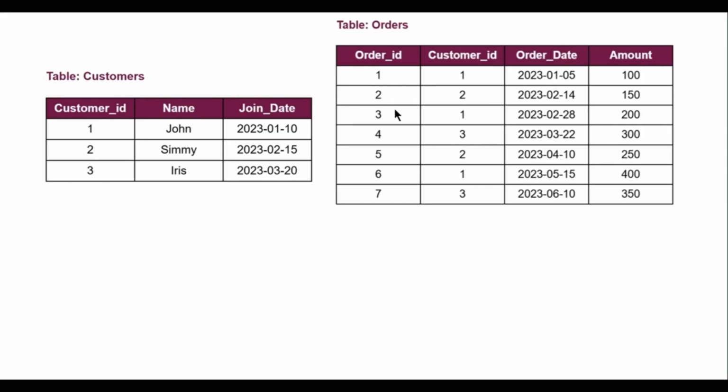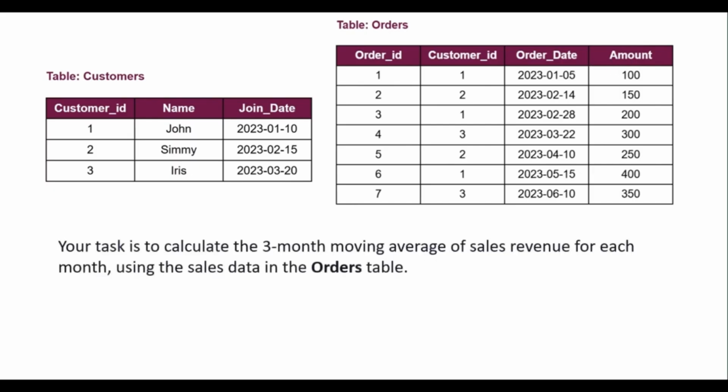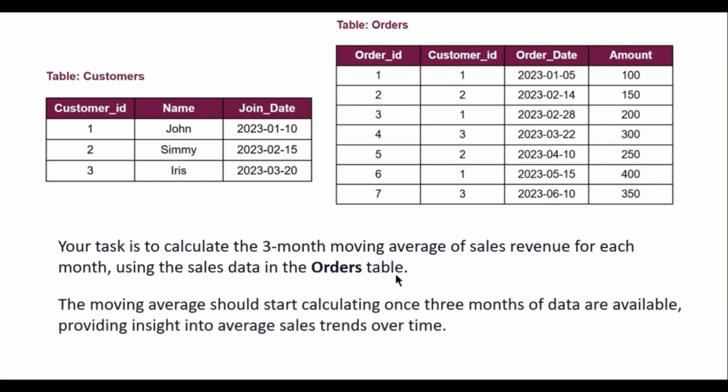Now for the orders table, you can see there are four columns. Order ID is again the unique identifier for each order. Customer ID is the ID of the customer who placed the order. So order date is the date of the order and amount is the order amount in dollars. Now you have to calculate the 3-month moving average of sales revenue for each month using the sales data in the orders table. Also, the moving average should start calculating once 3 months of data are available, providing insight into average sales trends over time.